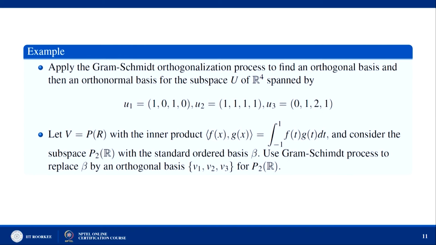So, these are a few examples based on this. Let us discuss the first one. The second one can be obtained similarly. So, what basically is the Gram-Schmidt process? You are given a set of linearly independent vectors, and you want to find an equivalent orthogonal or orthonormal set of vectors from it such that the span of u1, u2 up to ui is equal to the span of v1, v2 up to vi for each i.